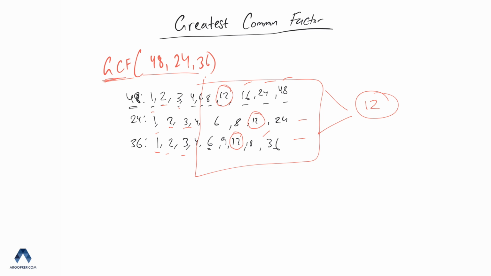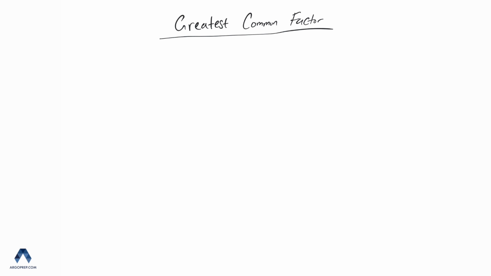So let's go ahead and do this. Let's clear this so I have more space to show you. The GCF of 48, 24, and 36. As you can suspect already, I'm going to do the prime factorization tree chart. So 48, 24, and 36.